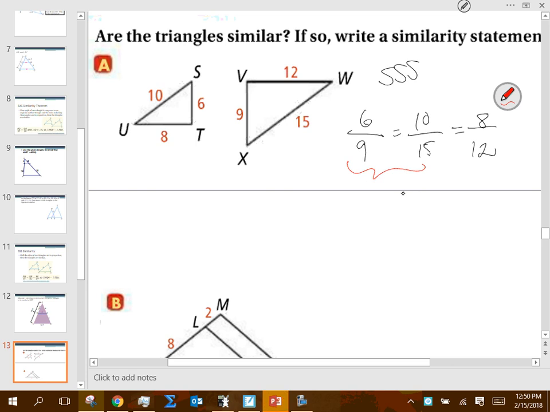What do I get when I cross multiply those? What's 9 times 10? 90. What's 6 times 15? 90. So that's a true proportion, right? So that means this ratio is equal to that ratio, right?